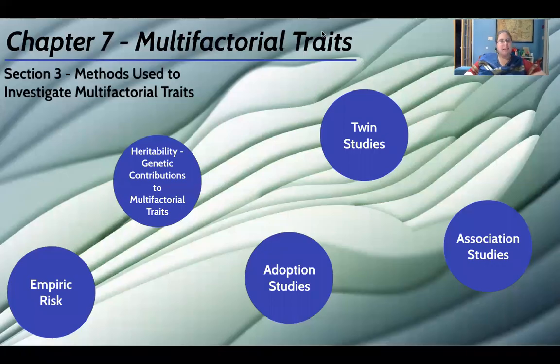Hey guys, welcome back. We're still in chapter 7, which is dealing with multifactorial traits. And today we're going to be looking at section 3, methods used to investigate multifactorial traits. So we're going to talk about some of the terminology associated with those and then how we can study these traits where environment and genes play a role. So let's get going, shall we?